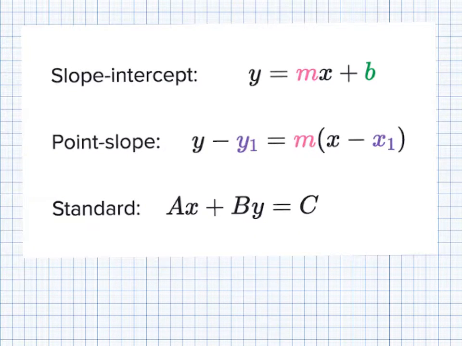So here's our three equations of a line. We've talked about the slope-intercept, y equals mx plus b, and the b is the y-intercept and the m is the slope. In the point-slope method, or form, we have y minus y1 equals m times x minus x1. You've done both of these, and later in this chapter we will do the standard version.